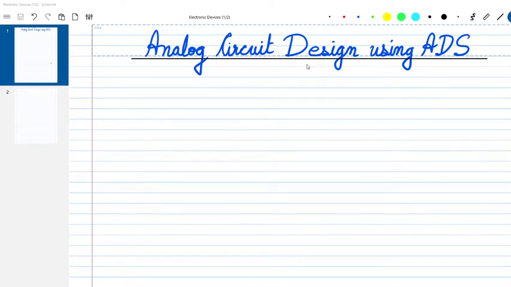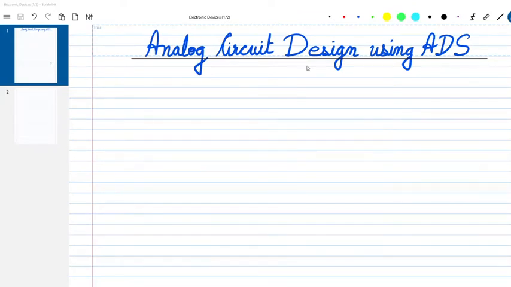I'm starting a new series on analog integrated circuit design using ADS. The entire series is going to be devoted to how to design op-amps, OTAs, and the circuits using these op-amps and OTAs. How to design basic gain stages, and how to design more advanced circuits like switch capacitor circuits and all that.